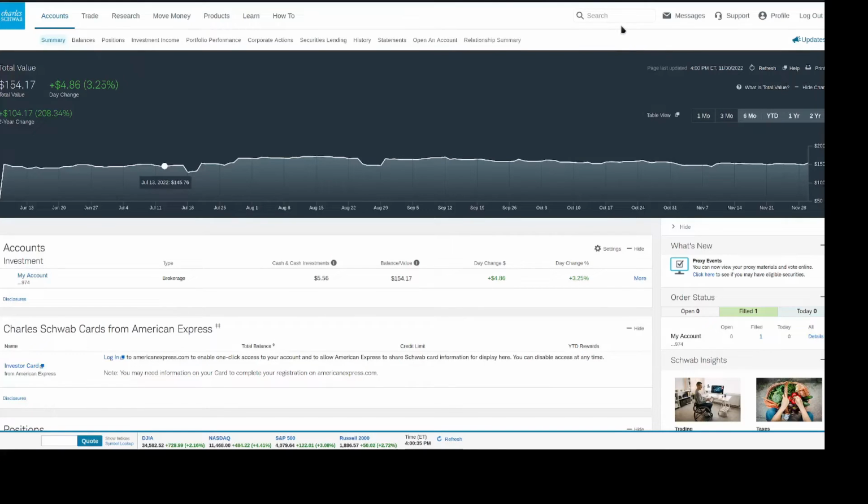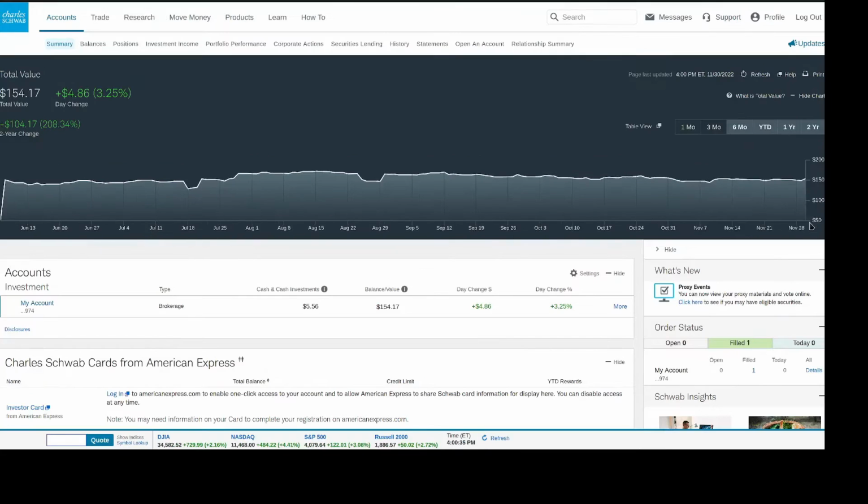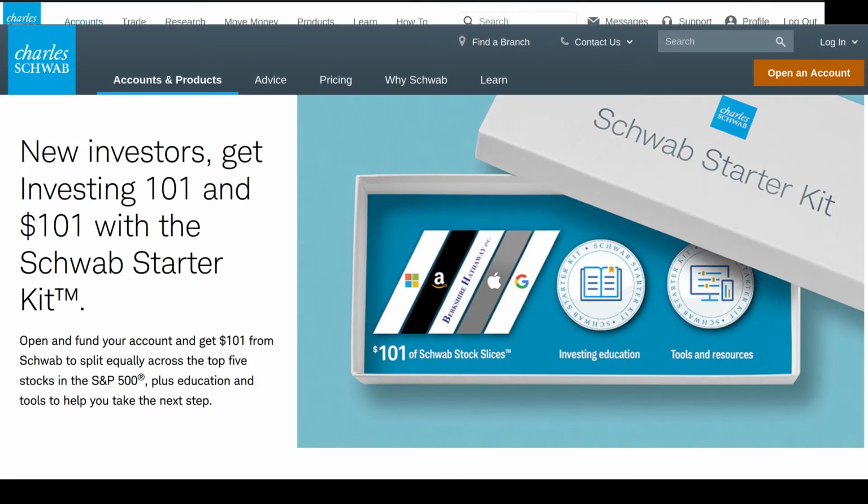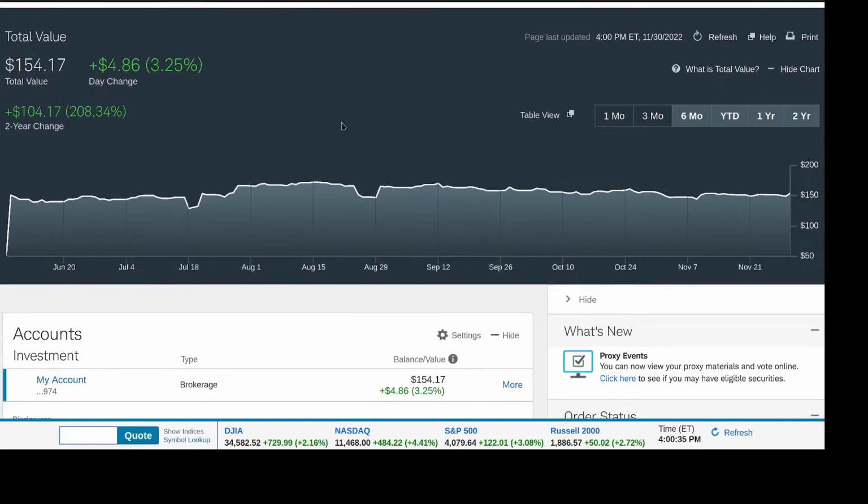Okay, now I'm going to show you the Charles Schwab interface. I signed up with this one recently. They gave me $101 free in fractional shares, and you can see that here. I think I added $50. But you log in, the first thing you see is this nice interface with the chart showing the value of your portfolio as it's gone up and down.